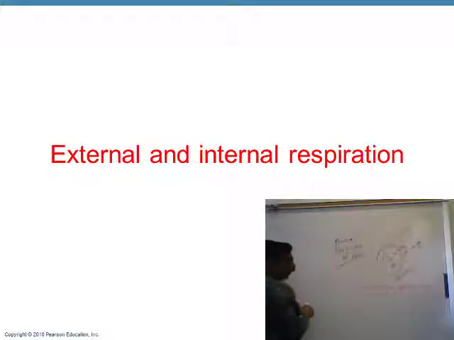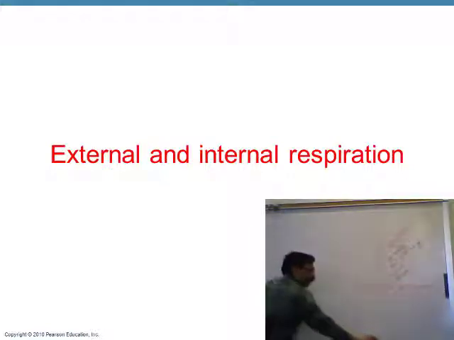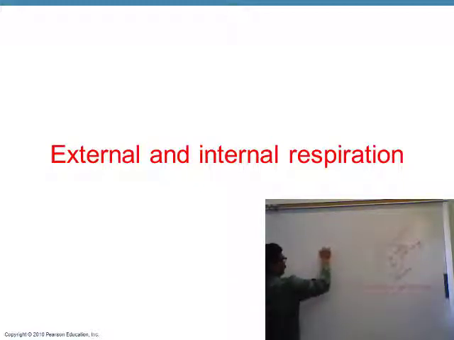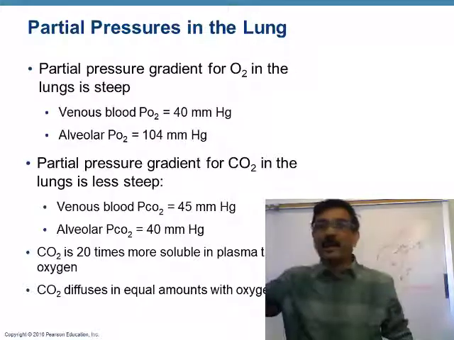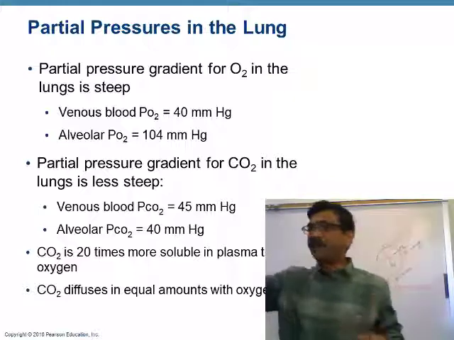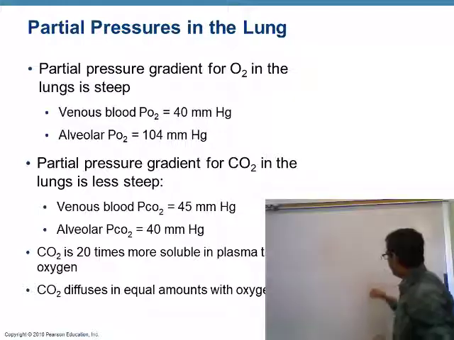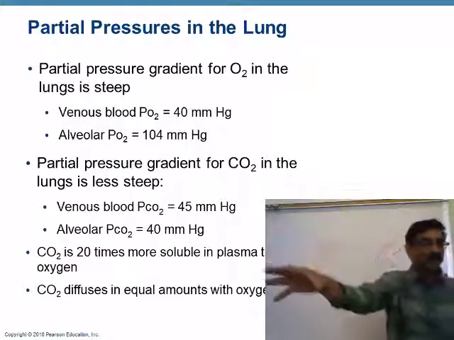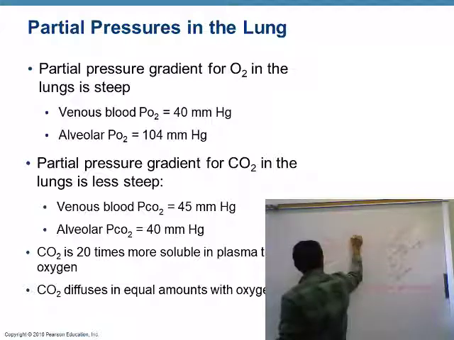Now we'll see internal respiration that happens in the tissue. And you know that tissue has many cells. So this is the tissue. And blood goes to the tissue to give what? You all know, right? Blood goes to the tissue to give oxygen, nutrition. Very good. So blood gets oxygen from the lung and goes to the tissue to give the oxygen to the tissue. So this is the capillary in the tissue. So here you have the blood.